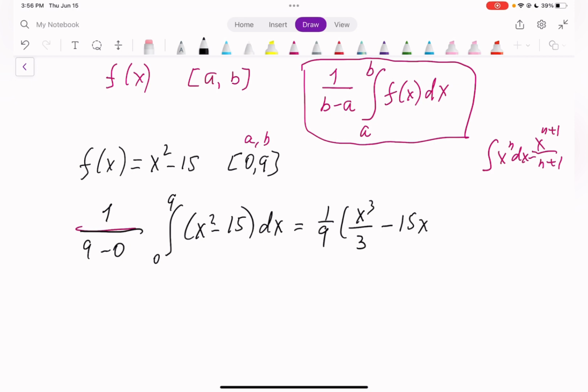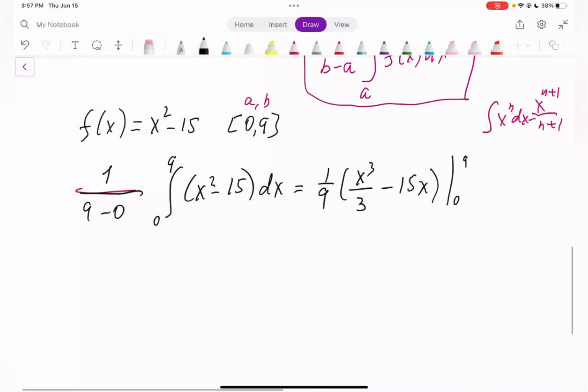Okay, so minus 15x, and this is on interval 0, 9. So first we are going to plug 9 as an x and then 0. All right, so it's going to be equal 1 over 9. Here we get 9 to power 3 over 3 minus, let me do this way, so 1 over 9 will be for entire expression, minus 15 times 9.